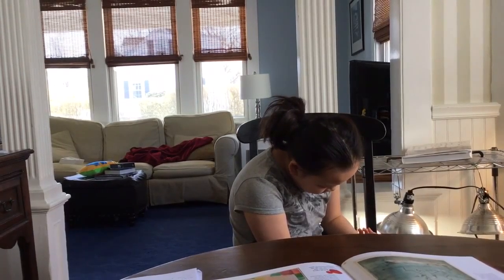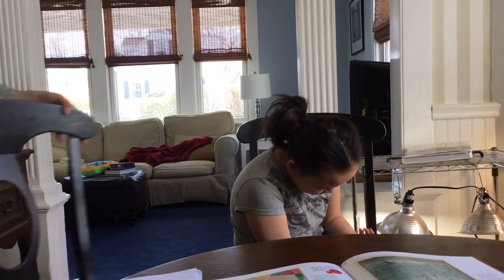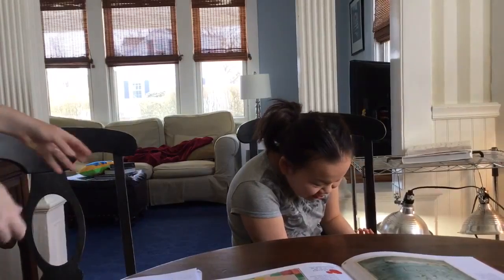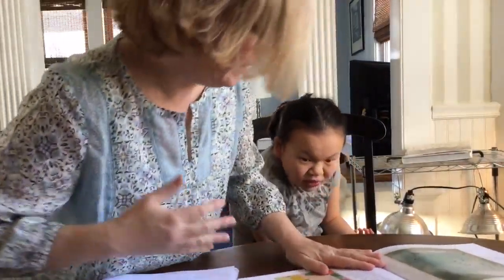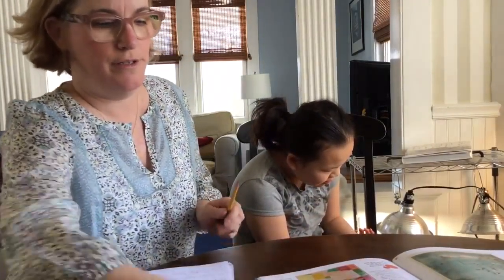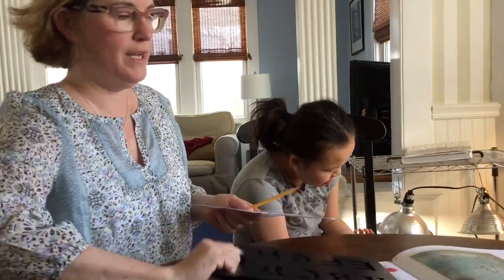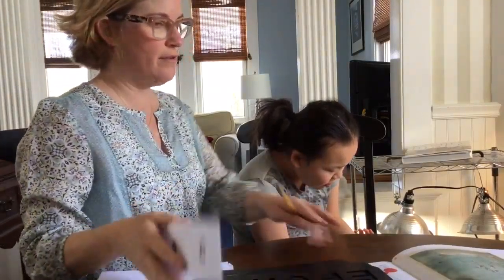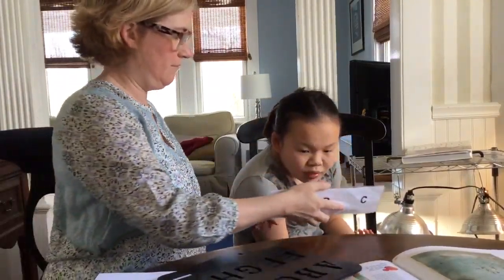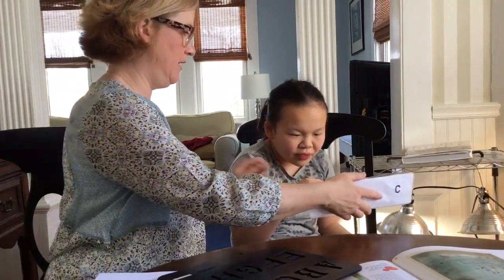All right, Coco. So we're going to talk today about a Swiss artist named Paul Klee. He lived from the late 1800s to the mid 1900s. So who are we talking about today?